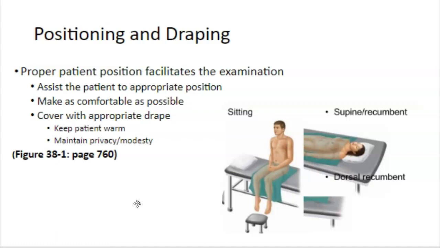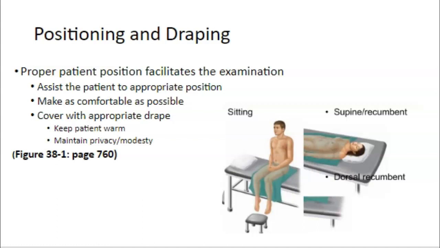Okay, so the three that are listed here are the sitting position, the supine or recumbent. Those two words are kind of synonymous. And then dorsal recumbent, which we can't see here, which is basically lying in the recumbent position, but the knees are elevated to about 60 to 90 degrees. Okay, and that actually helps to decrease back pain. If someone has low back pain, it can be difficult to lie completely supine. It kind of hyperextends the lower back.